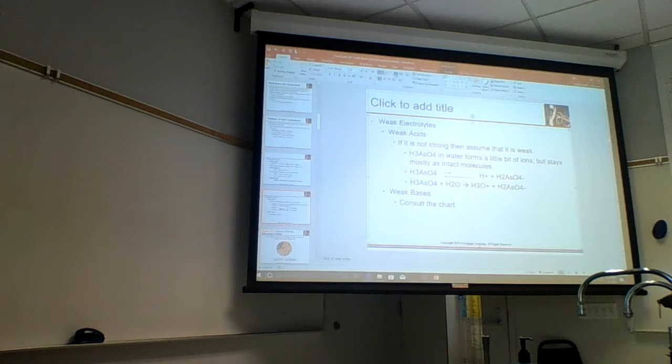There are a lot of strong bases. I don't expect you to have them all memorized. The strong acids, yes. But when you ask some people what a strong base is, they'll say sodium hydroxide. But is that it? No, that's not it. And so one of the weak bases that we can consult the chart for is ammonia.